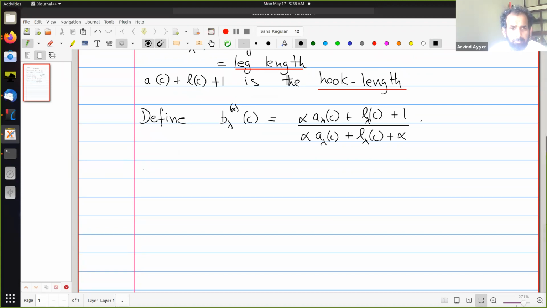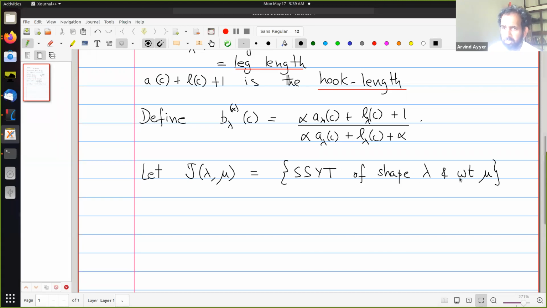Let T lambda mu be the set of semi-standard tableaux of shape lambda and weight mu. That is to say, the contents are given by the partition mu. And remember, if that happens, then mu is less than or equal to lambda in dominance order.